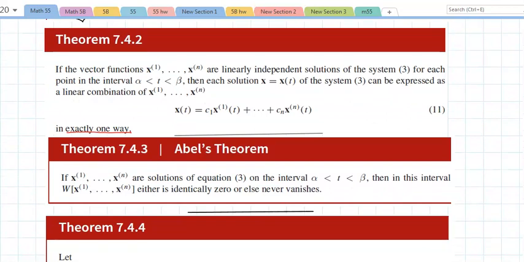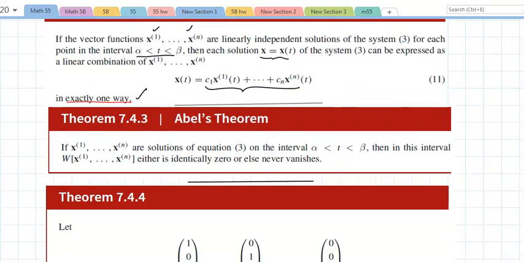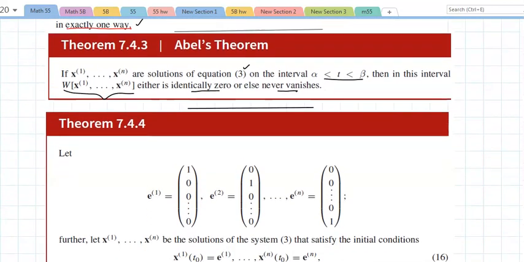So they say here, if the vector functions x1 to x sub n are linearly independent solutions of system 3 for each point in some interval, then each solution x equals x of t of system 3 can be expressed as a linear combination of those. And that can be done in exactly one way. Abel's theorem says if x1 all the way to xn are solutions of 3 on an interval, then in this interval the Wronskian is either equal to 0 or else never vanishes. So it's always there, meaning there's a solution.